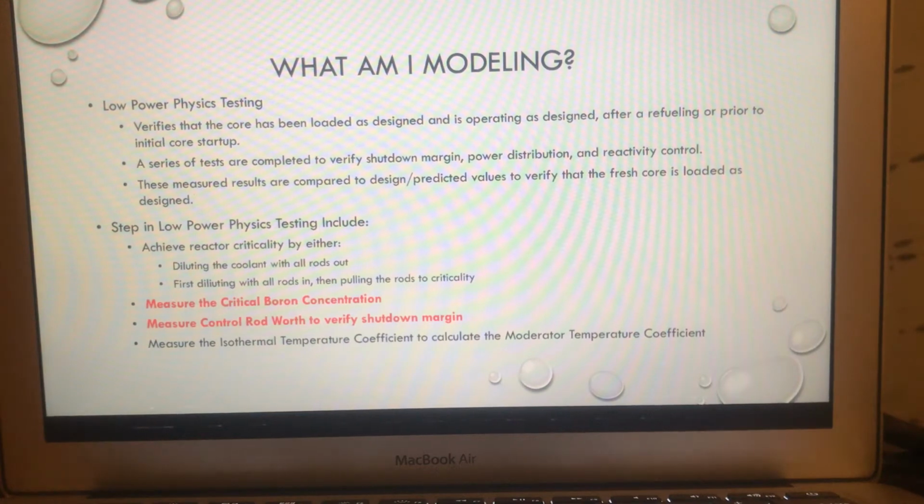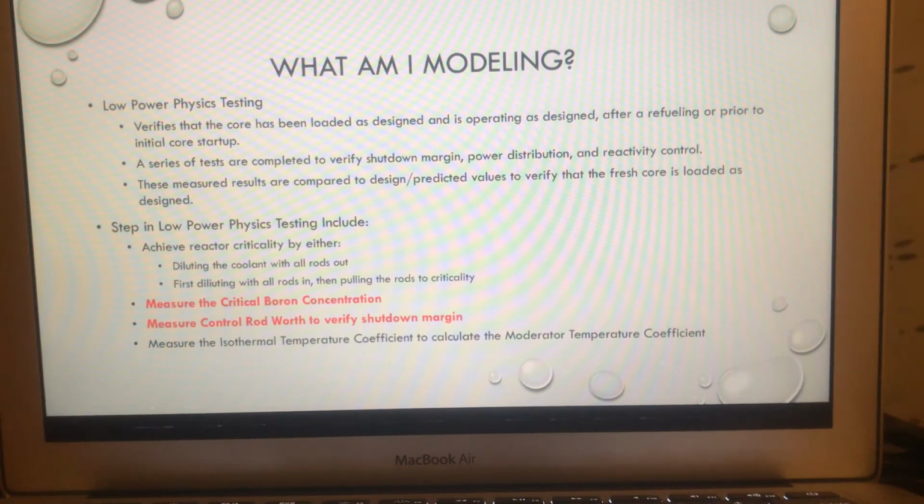Then you would measure your control rod worth. This verifies the shutdown margin. There's a whole lot of ways to do this. Right now with Westinghouse, we use dynamic control rod worth measurements, which are a lot of complicated equations and assumptions and different factors. That's not what I'm modeling.